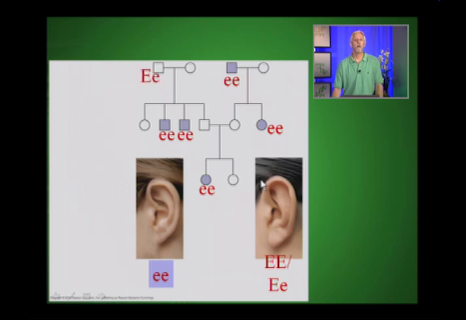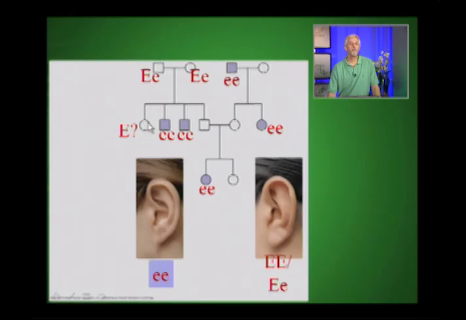So again, this parent has to be heterozygous because one recessive allele from this parent, one recessive allele from this parent. That parent does not have attached earlobes, has free earlobes, so that one has to be heterozygous. So again, heterozygous parents are hiding the attached earlobes, but you do have offspring with the attached earlobes.